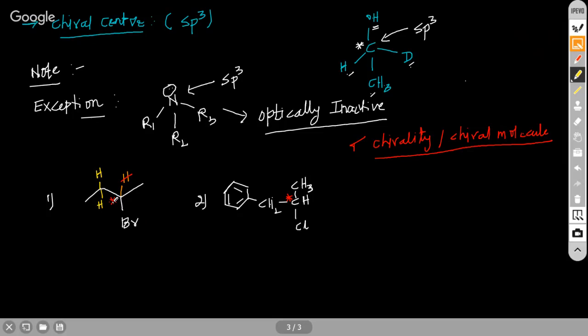Superimposability is a 3D phenomenon. If two molecules are superimposable, and if we place one molecule onto another, it looks like a single molecule.